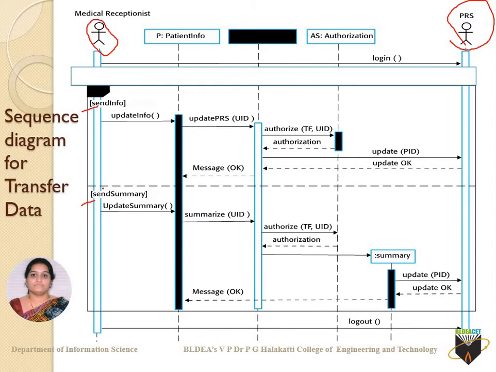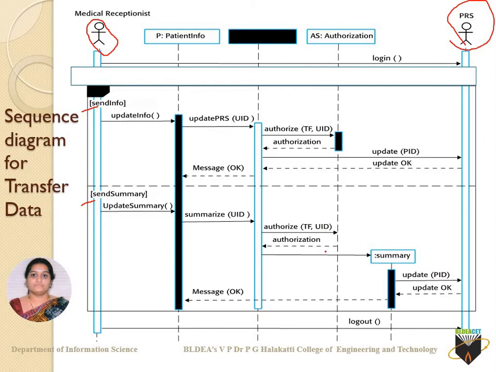Whereas whenever you are sending the summary of that, at that time you update the summary. You summarize that using this UID. You authorize that particular UID with what kind of transfer data is going to happen.